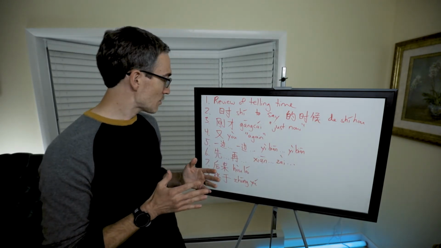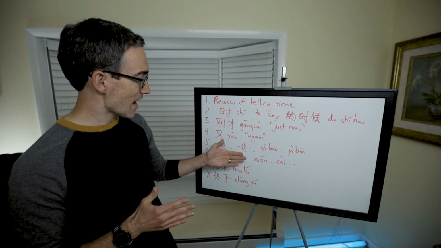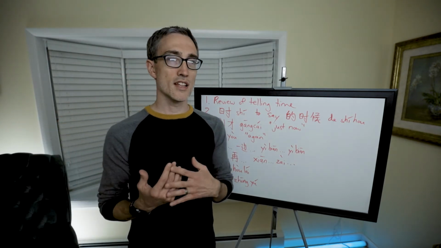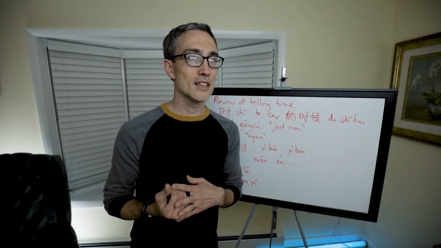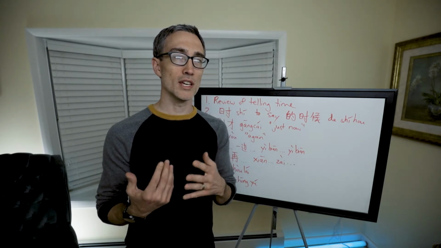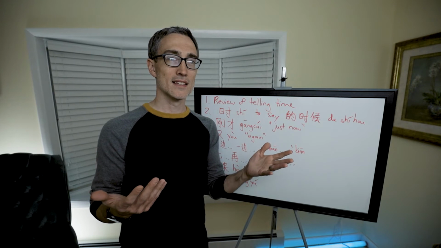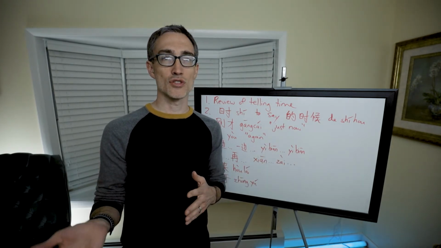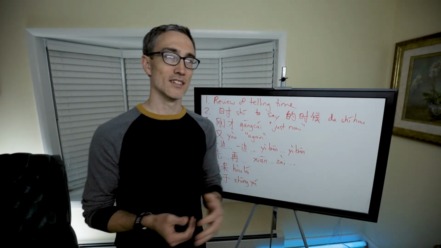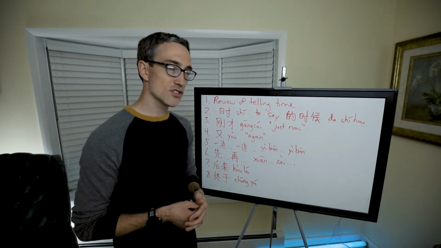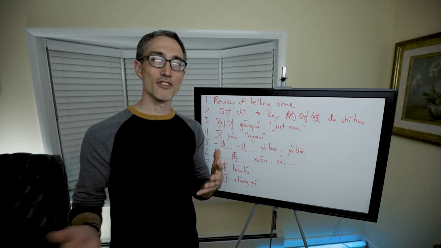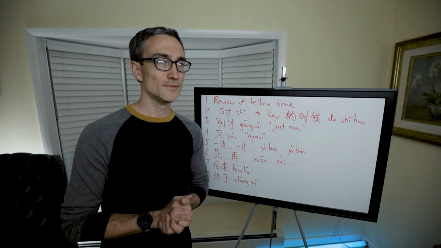Then we talked about sequencing actions. 咱们先去买东西. 咱们先去 first go and buy something. 再去吃饭 and then go eat. Let's first go buy stuff and then go eat.